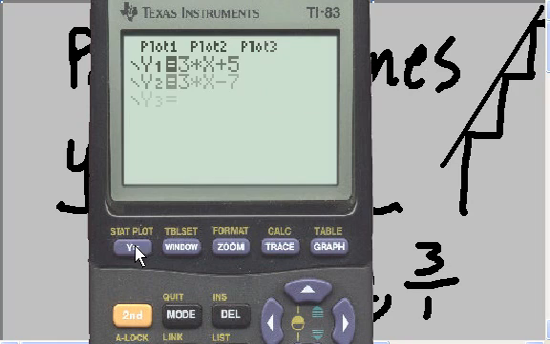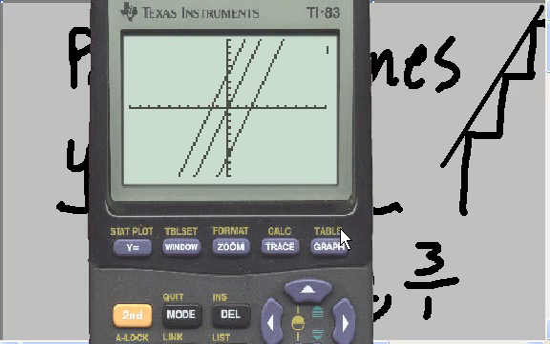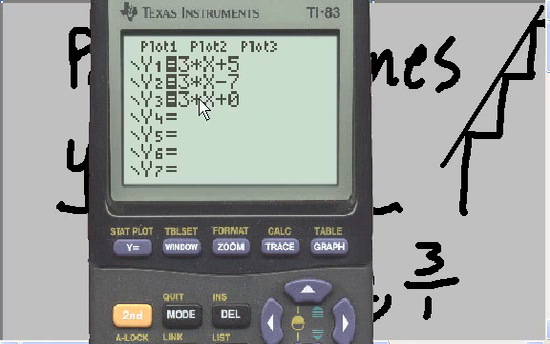Let's go to y equals again. And let's go down to here. Put in 3. Just copy the slope. 3 times x. And let's put in something else different. Plus 0. That's good. It's right in the middle. Graph. Bingo. There we go. They're all parallel to each other. So the secret to having a parallel line is to have the same slope.